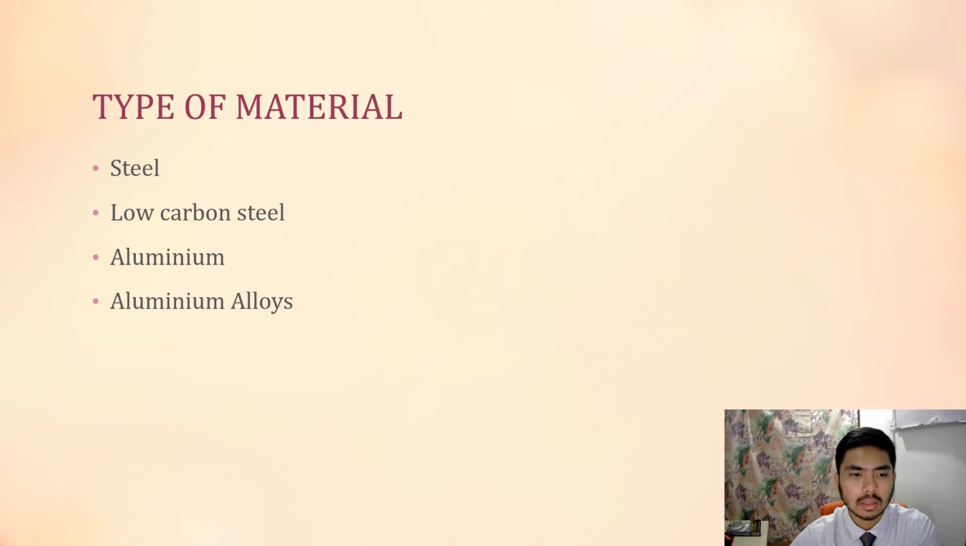These are the commonly used materials for the chassis. First, the steel, low carbon steel, aluminium, and aluminum alloys. There are different kinds of steel for each.